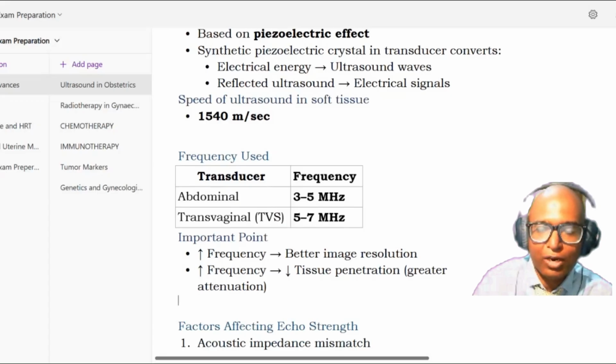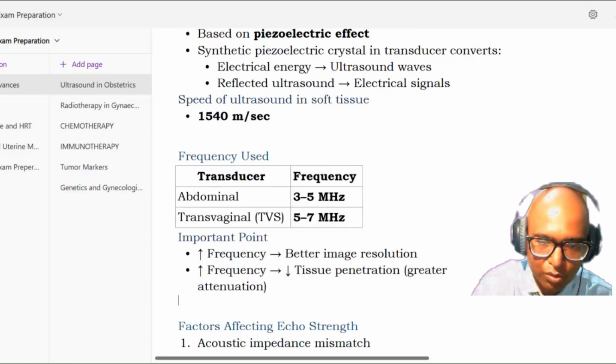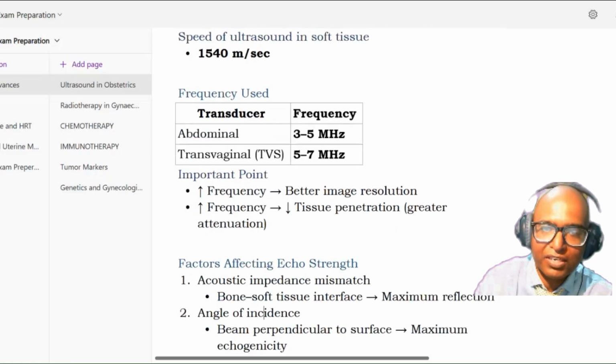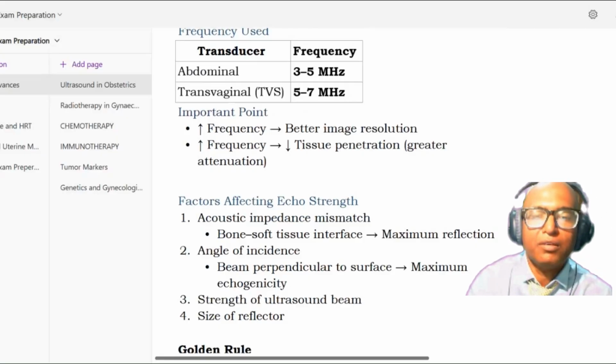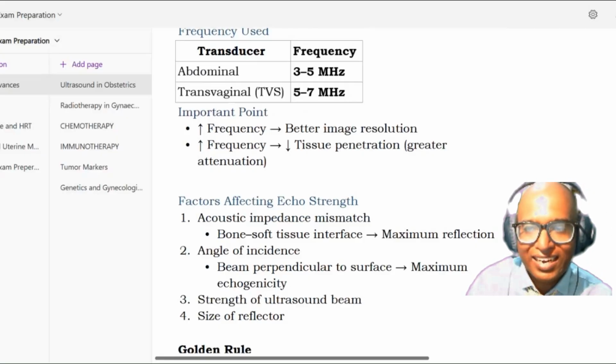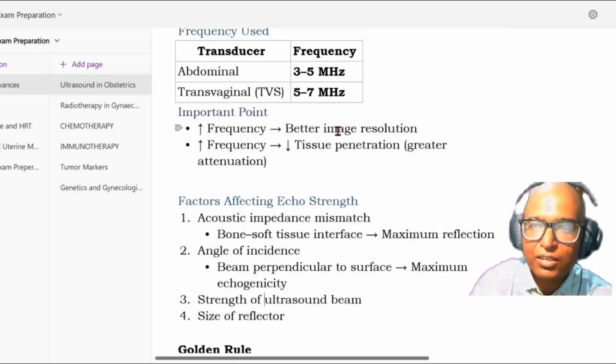Frequency of the ultrasound for abdominal probes is 3 to 5 megahertz. For TVS, it is 5 to 7 megahertz. You should remember these frequencies. So what is the importance of the frequency? You use more frequency, you get better resolution. But the more the frequency, there is less tissue penetration, so greater attenuation. So TVS will have high resolution, but poor tissue penetration.